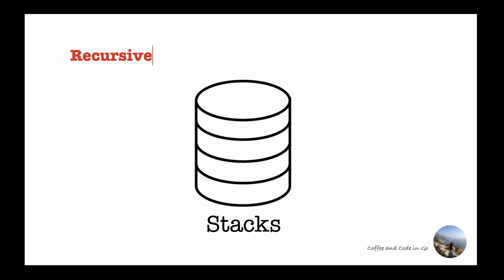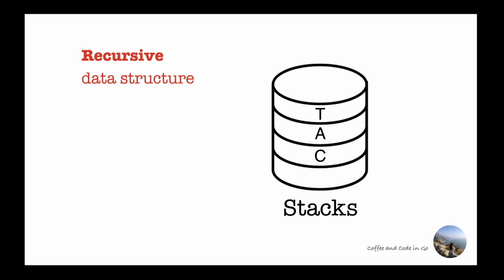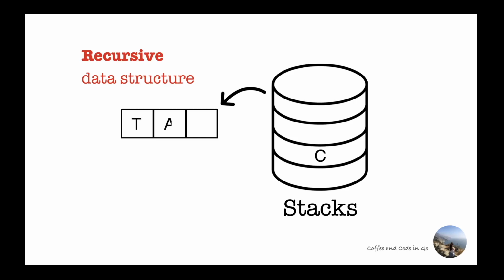Most importantly, stack is a recursive data structure. We can see why with the simplest application of reversing a word, in this case, cat. First, we push a given word into the stack letter by letter, starting with C, A, and then T. Now we pop it from the stack, and since stack follows a last-in, first-out order, T will be popped first, followed by A, and then C. So we have easily reversed a word with a stack.